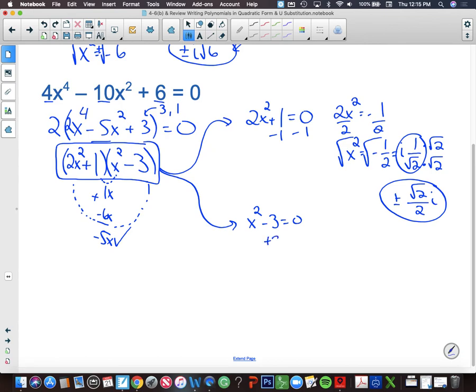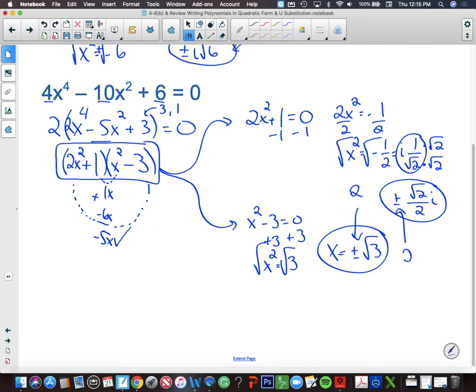Second one, add 3. So x squared equals 3, square root both sides. x equals plus or minus square root of 3. So double checking here in the end, how many answers do we got? That's going to give me 2 answers. That's going to give me 2 answers, which would give me 4 total. So I have a 4th power polynomial, so I have enough answers to be done.